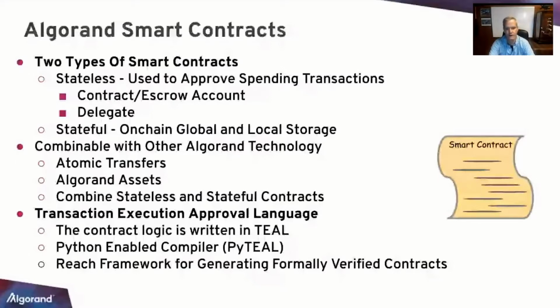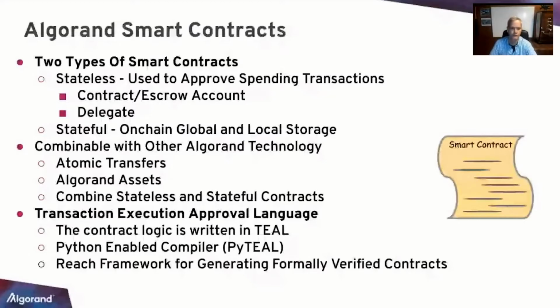These two contracts, the stateless contracts, are primarily used to approve spending transactions and can be used for things like escrow accounts and delegating your signature authority, things like that. Stateful contracts are what we think of as applications. This is TEAL code that lives on the chain and responds to different transactions that are submitted to that particular application. And we'll dig into a lot of detail on these as well.